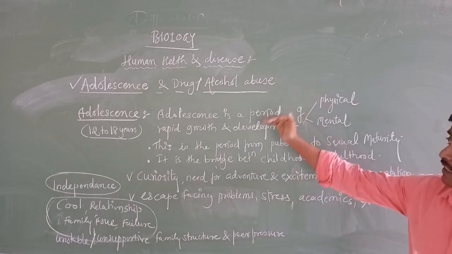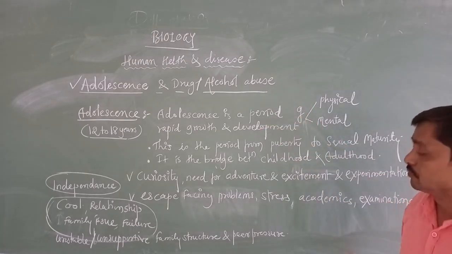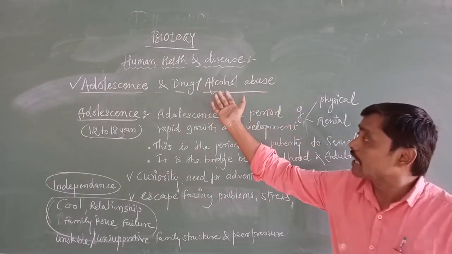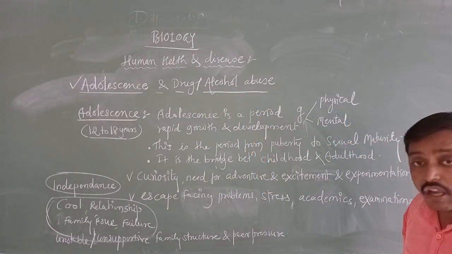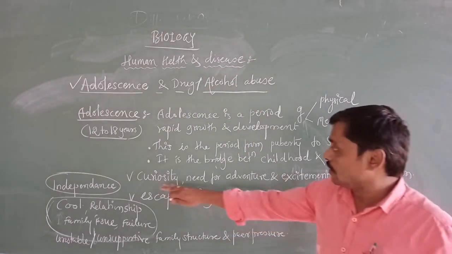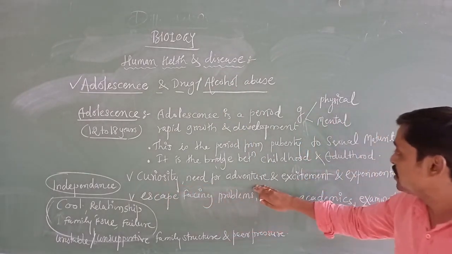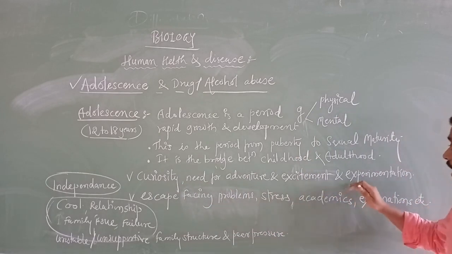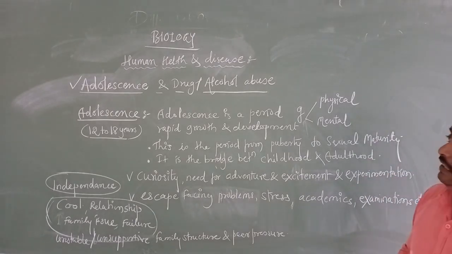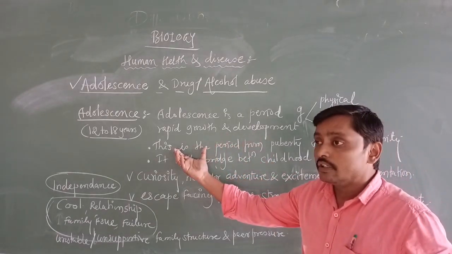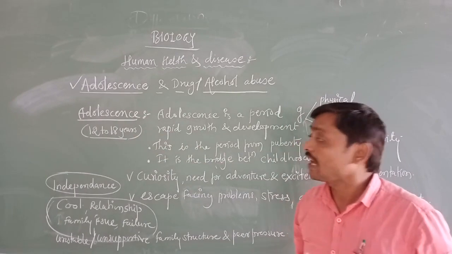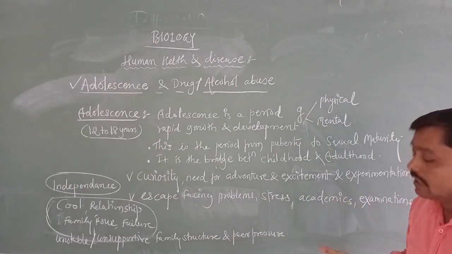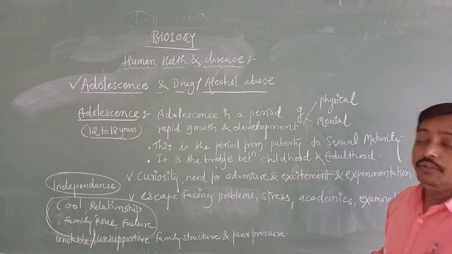Now, why do these adolescents undergo the abuse of drugs and alcohol? For that, the causes. What are the causes for drug and alcohol abuse? In that, first, I have written here on the board: curiosity, need for adventure and excitement, and the last one is experimentation. The age group from 12 to 18 years we call adolescents, and another term I told you, teenagers.